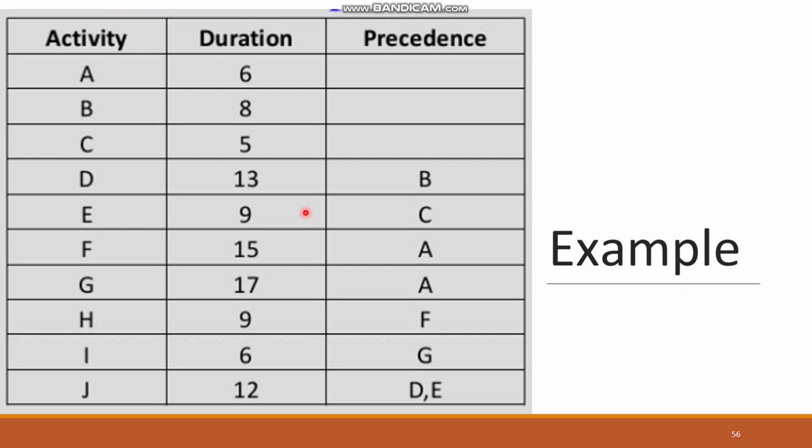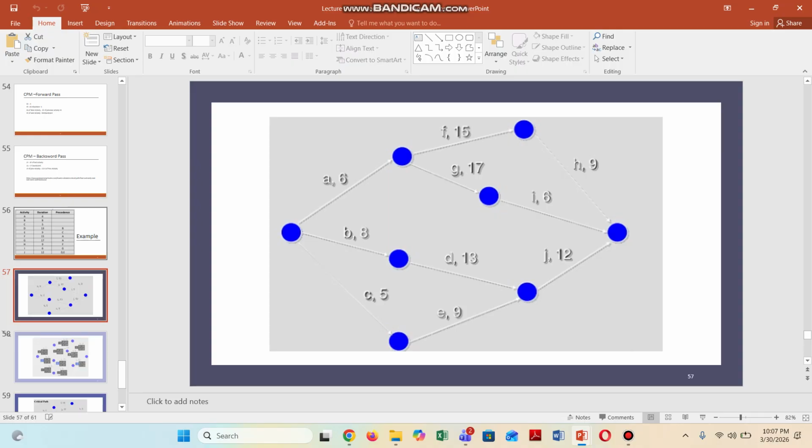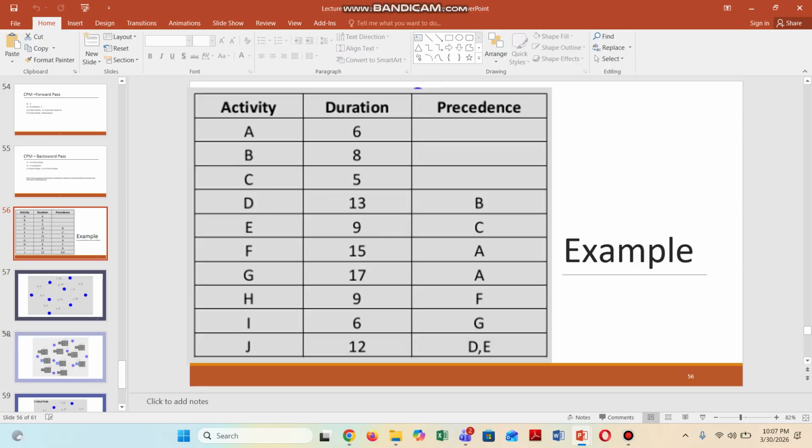So for example, we have these activities, these are the durations, this is the precedence. Why is precedence important? Because you will know which activity will come next. So we have A, which has duration 6, B has 8, and C has 5.